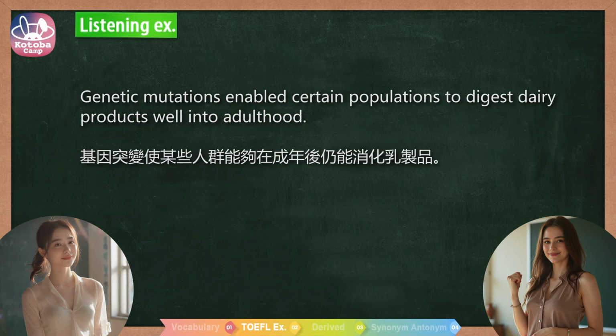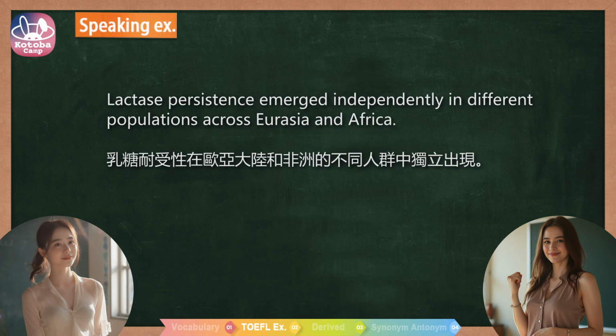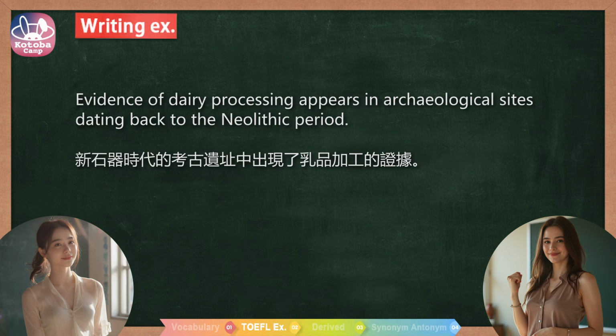Genetic mutations enabled certain populations to digest dairy products well into adulthood. Lactase persistence emerged independently in different populations across Eurasia and Africa. Evidence of dairy processing appears in archaeological sites dating back to the Neolithic period.